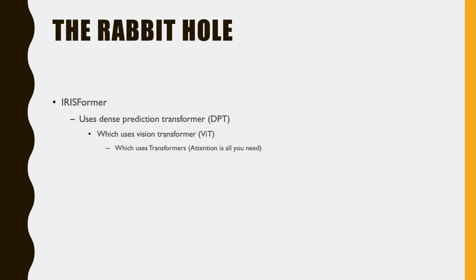the vision transformer, which is the first paper that used transformers for a vision task. And then we go finally to the transformer itself. Then we go out of the image domain and we go to text, where this technique was proposed. So let's start. We're gonna do it this way, because by going from the transformers all the way up to the DPT, we basically get IRISformer for free.